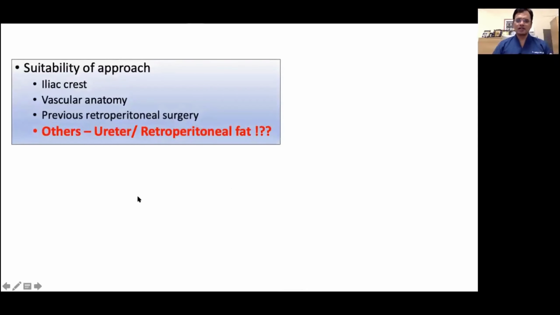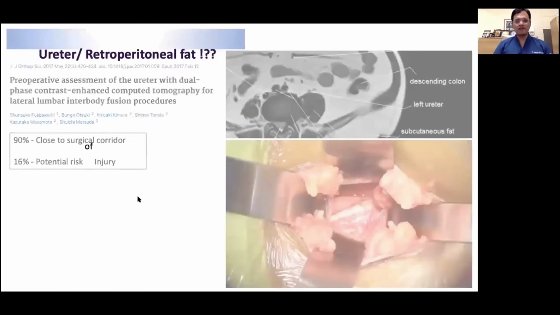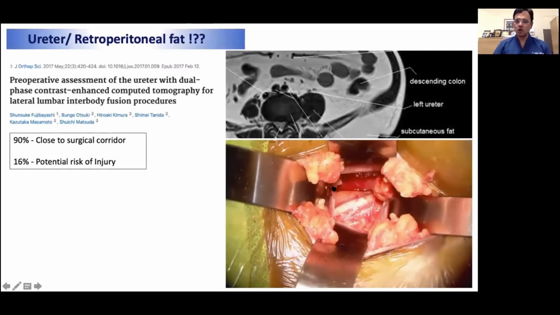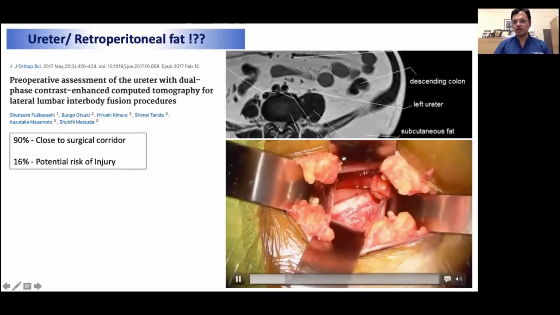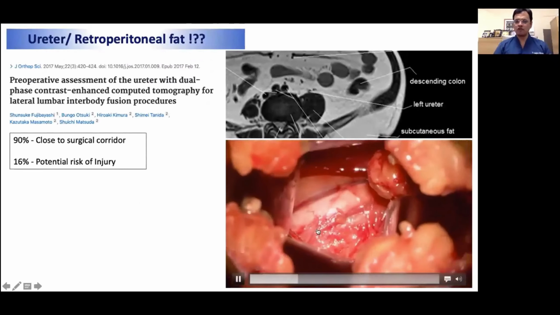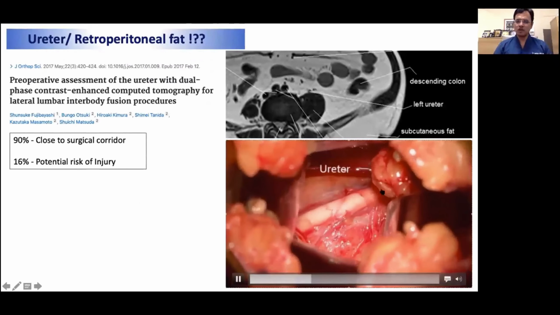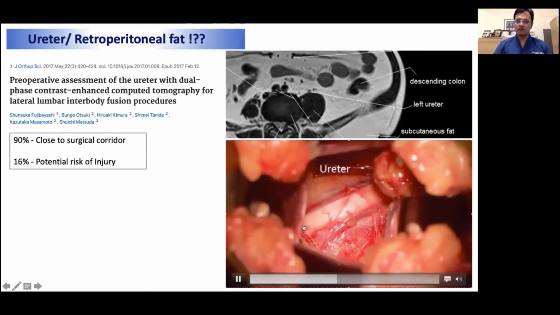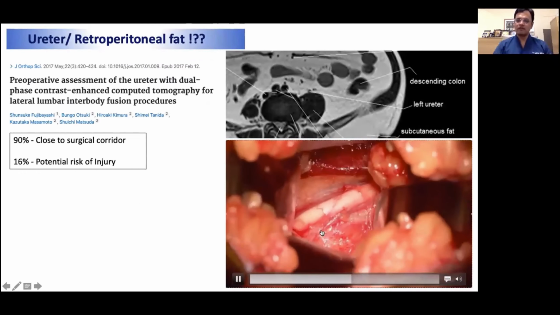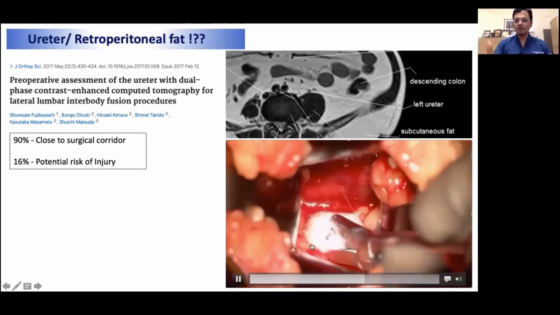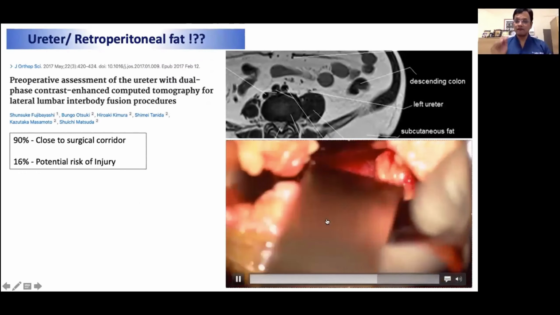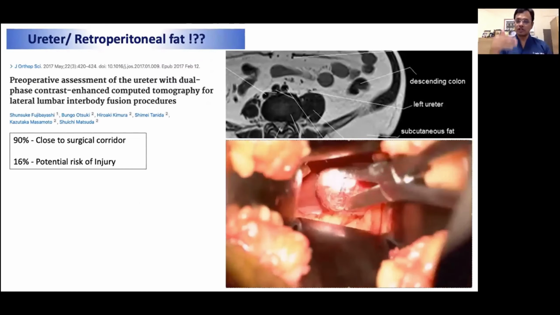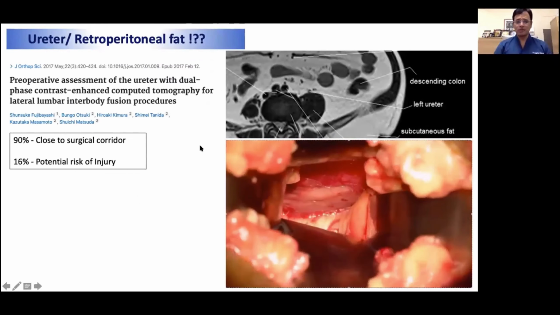Of course, the other factors are the ureter and the retroperitoneal fat; we need not go into too much detail. We know that the ureter is situated close to the anterior border of the psoas in the retroperitoneum, especially at L3-4, L4-5. And as we can see in this video, in many cases we can visualize the ureter either through a thin fascial layer, or there will be a thick fascial layer along with some fat, which can be easily separated if we are maintaining the fascial planes. And then we can go across the ureter in order to reach the anterior border of the psoas.